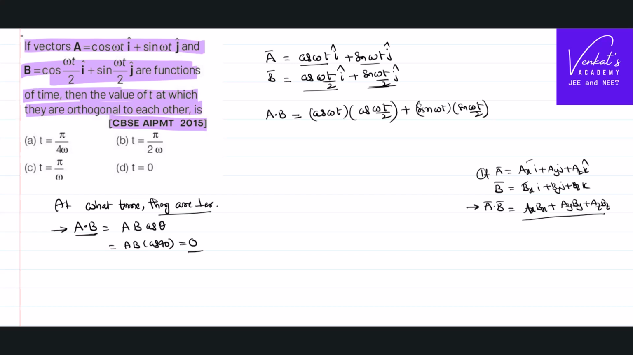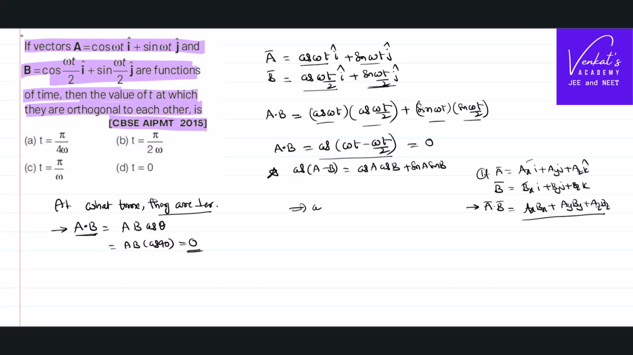Now this is in the format of cos A cos B plus sin A sin B, which is equal to cos of (A minus B), that is cos of (omega t minus omega t by 2). Where did we get this from? Cos of (A minus B) in trigonometry has the formula cos A cos B plus sin A sin B. That's a trigonometric formula. So A dot B equals this much. Being perpendicular to each other, their dot product has to be equal to 0. So cos of (omega t minus omega t by 2), which is omega t by 2, equals 0.